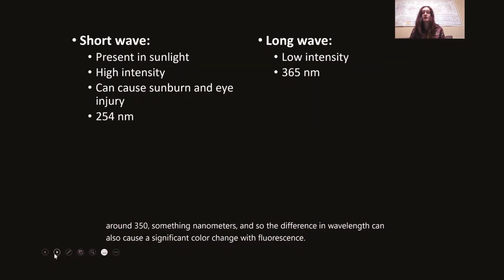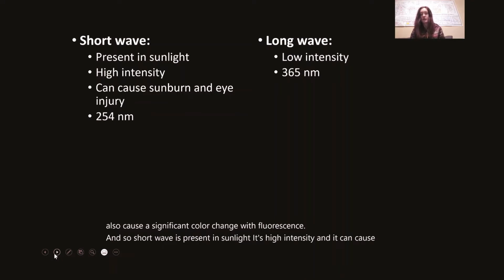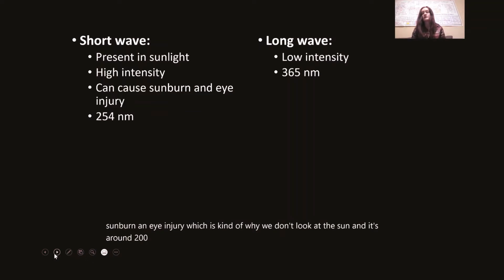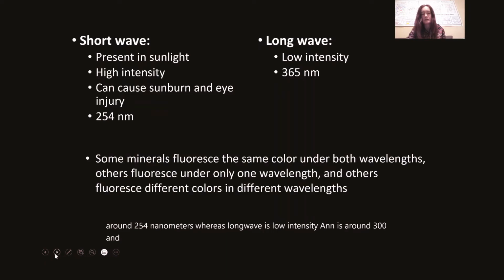And so shortwave is present in sunlight, it's high intensity, and it can cause sunburn and eye injury, which is kind of why we don't look at the sun. And it's around 254 nanometers, whereas longwave is low intensity and is around 365 nanometers.